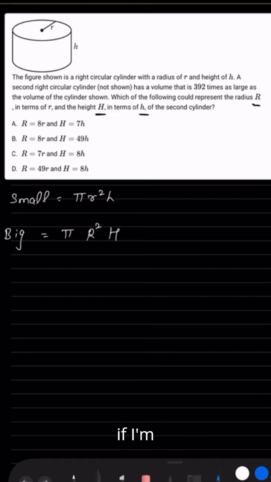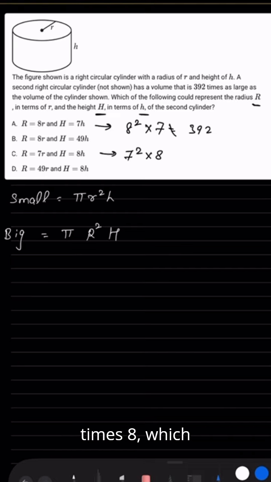So let's say, for example, if I'm looking at option A, it's basically 8 squared times 7, which is clearly not 392. And if you keep on looking like this for several options, we finally understand that this is the correct option C. This is 7 squared times 8, which is 49 times 8, which is clearly 392.